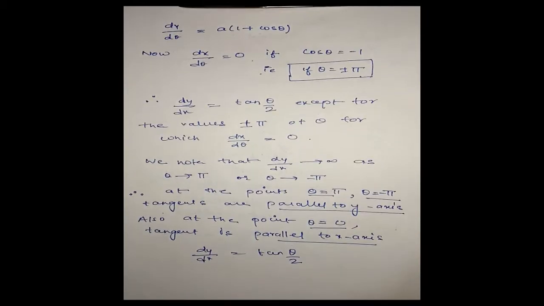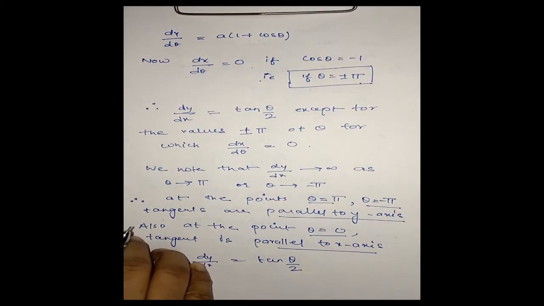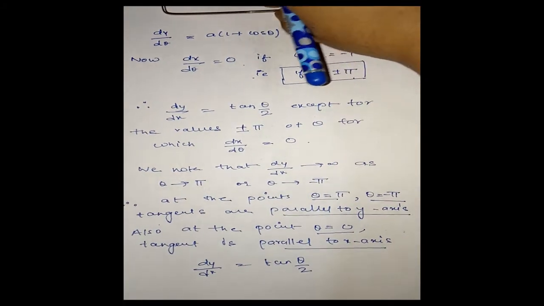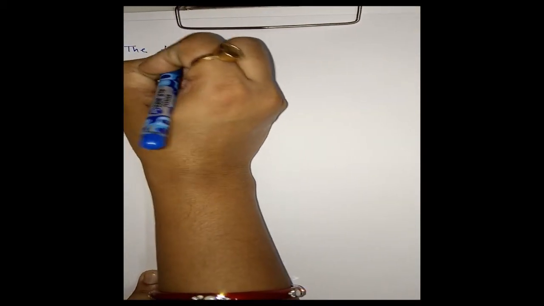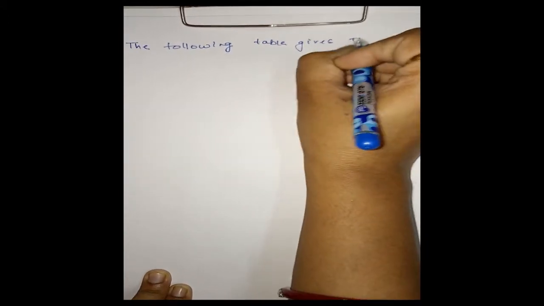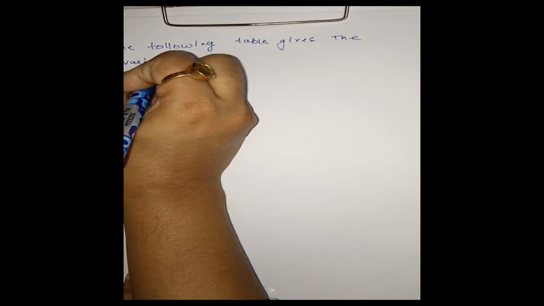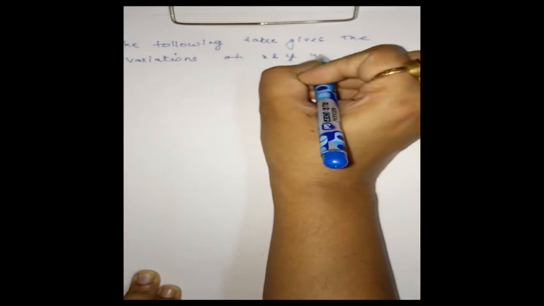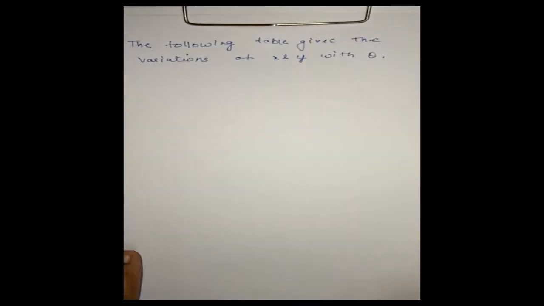Now let us trace the curve. For this, we have to first find the values of x and y. We have to find the values of x and y by giving different values to t. Then only will we be able to trace the curve. The following table gives the variations of x and y with theta.